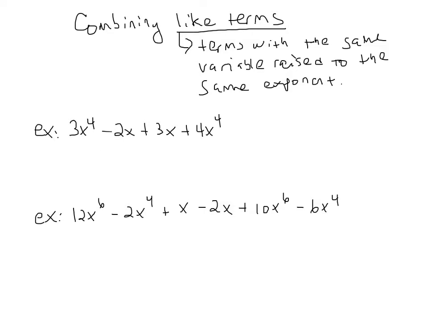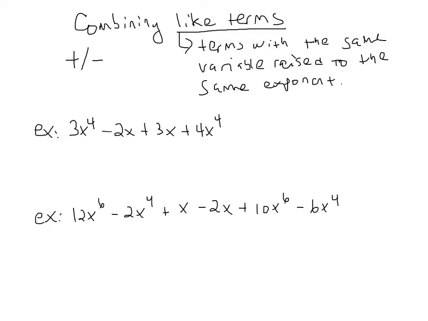And the last thing I want to talk about in section 4.2 is combining like terms. And as a reminder, like terms are terms with the same variable raised to the same exponent. If they don't have the same variable or they don't have the same exponent, they cannot be combined. And by combining, we are talking about addition and subtraction.